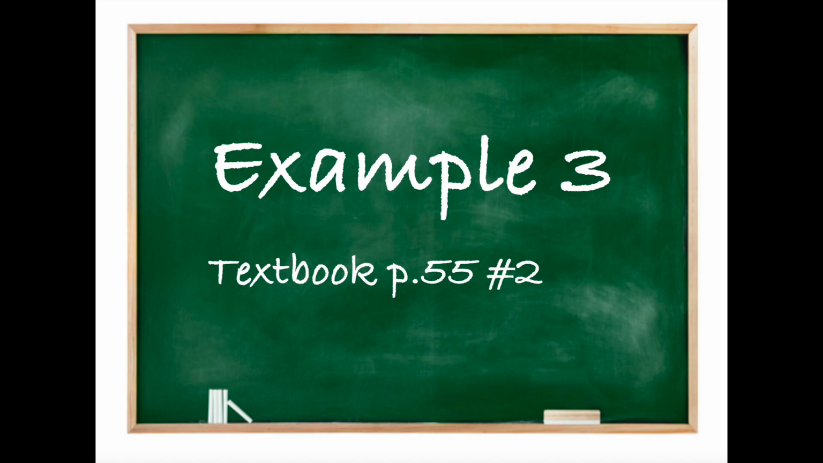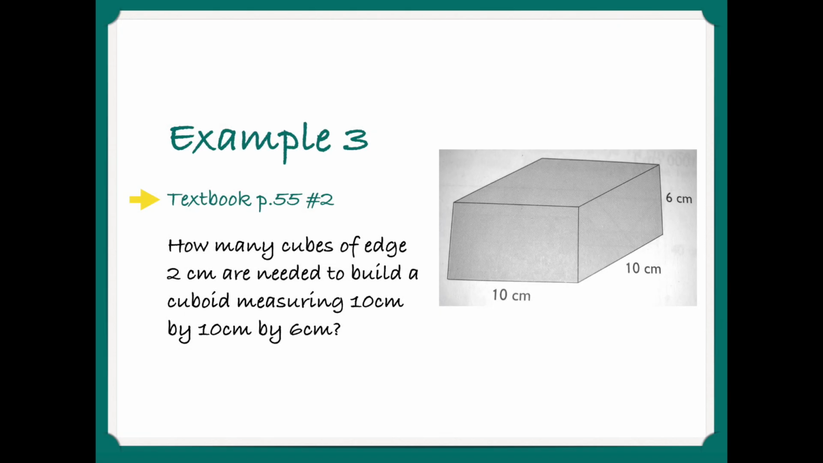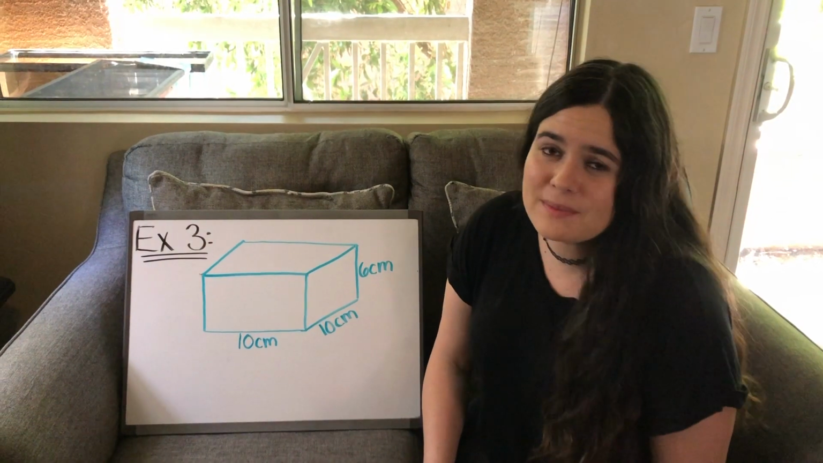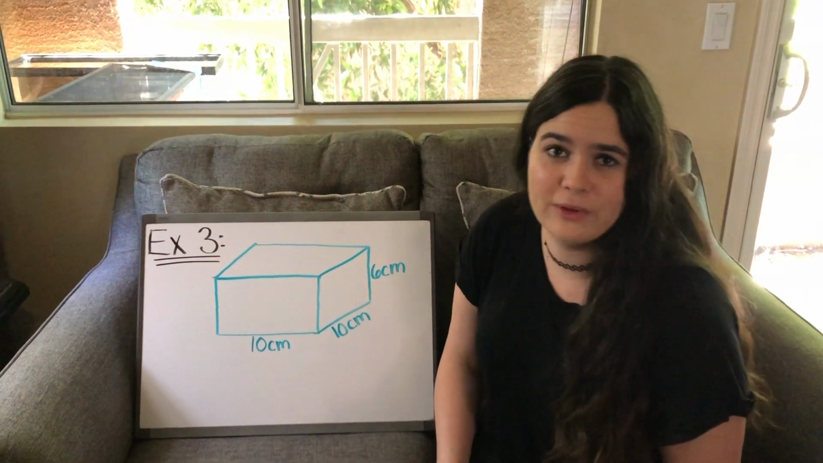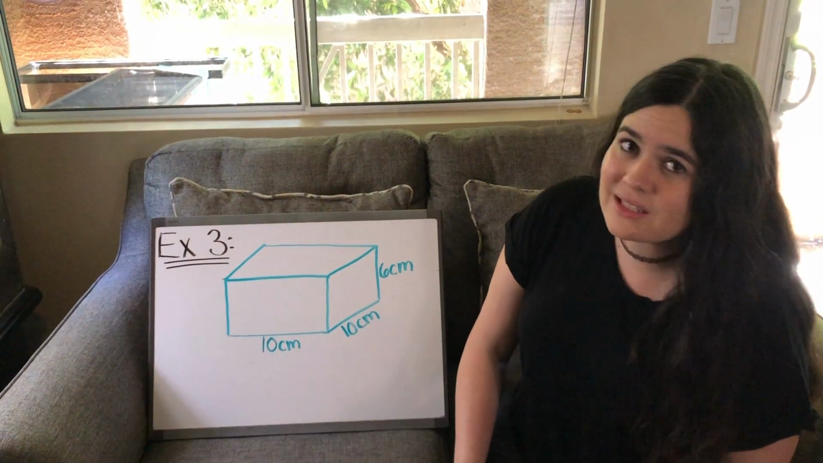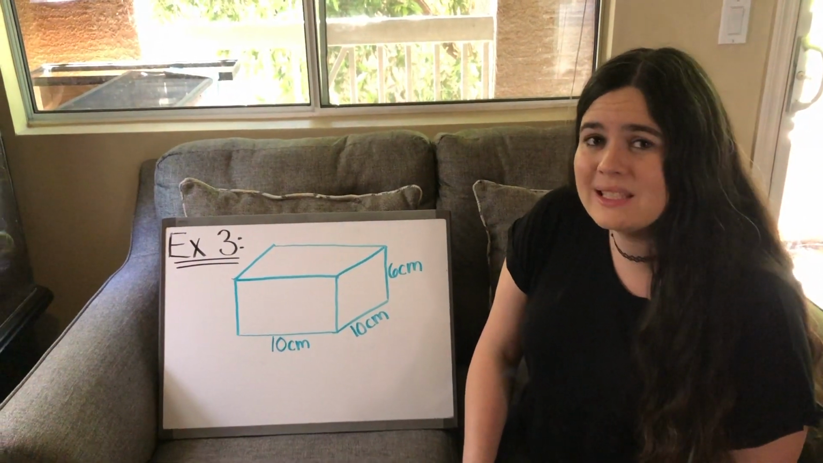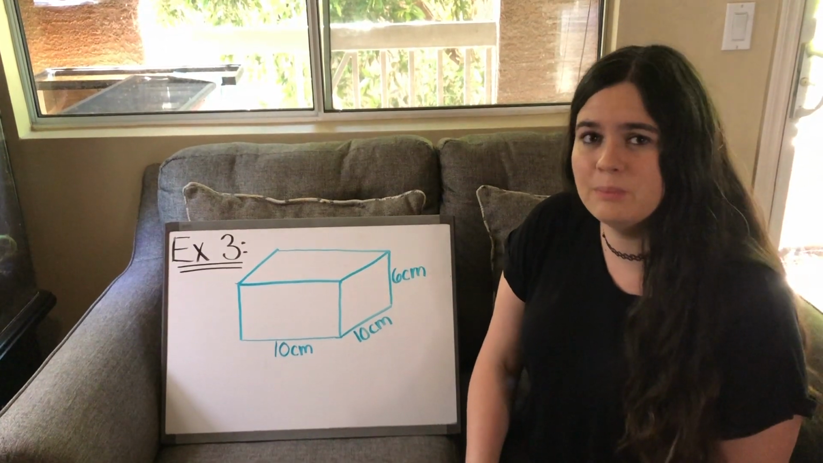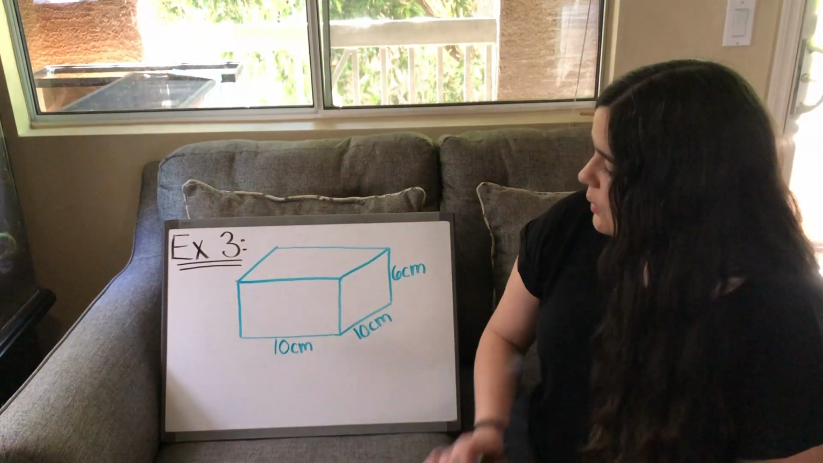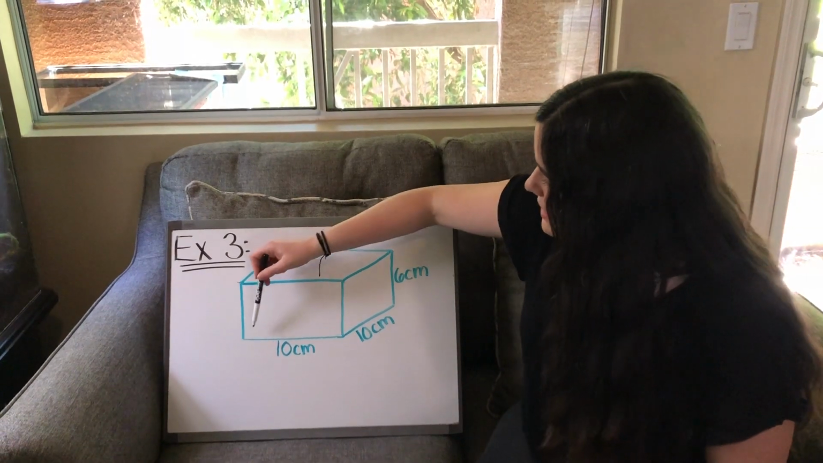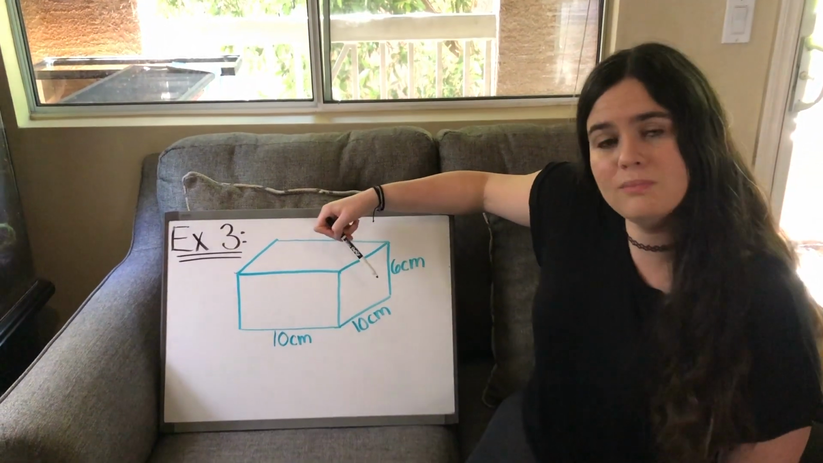Example 3, textbook page 55, number 2. How many cubes of edge 2 centimeters are needed to build a cuboid measuring 10 centimeters by 10 centimeters by 6 centimeters? This problem is a little bit different from some of the other problems that we've been working on. So we want to find out how many 2 centimeter cubes would be needed to build this solid. We're going to do this by finding how many cubes would fit along each measurement.